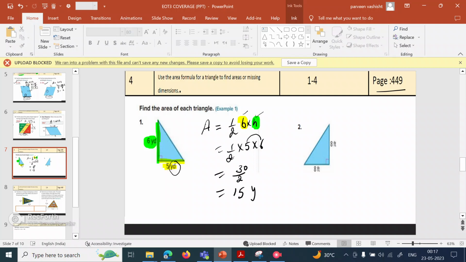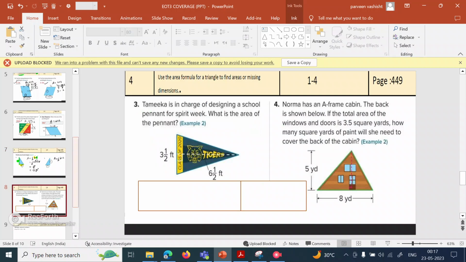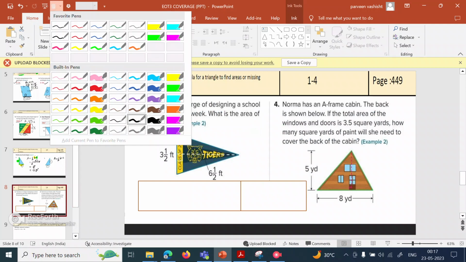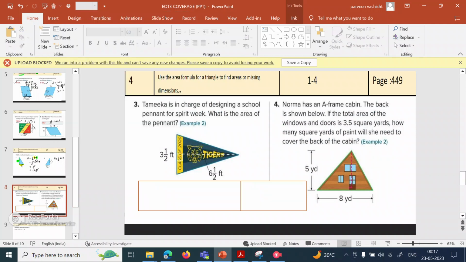Don't forget to put your unit at the end. Basically it is unit square, because 5 yards multiplied by 6 yards, yard with yard will become yard square. So you will try this question yourself, students. Base into height. Base is 8. Height is also 8. Try this question yourself, and I hope you can do it.